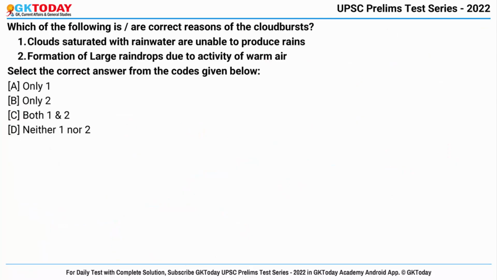Okay. Now next question, which of the following are correct reasons of cloud burst? So two statements have been given and you have to identify what are the appropriate reasons for any cloud burst. First statement says, clouds saturated with rainwater are unable to produce rains. And second is, formation of large raindrops due to activity of warm air.